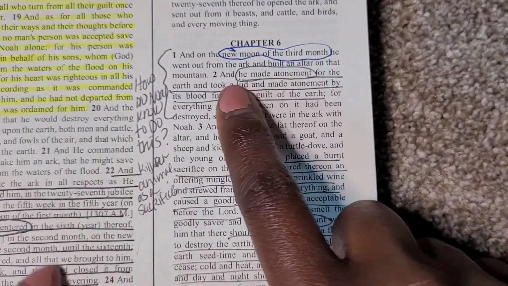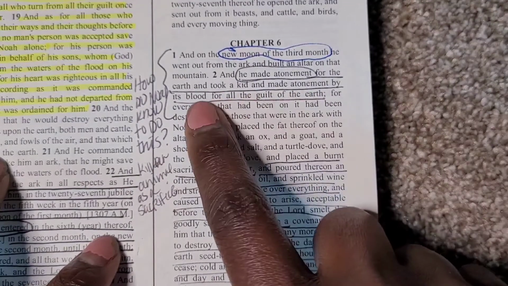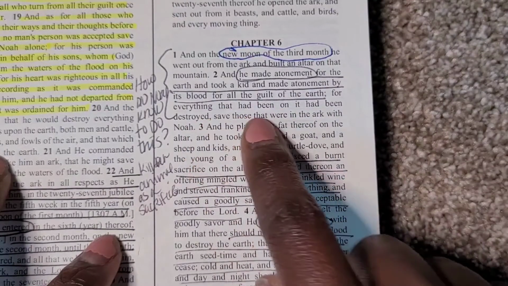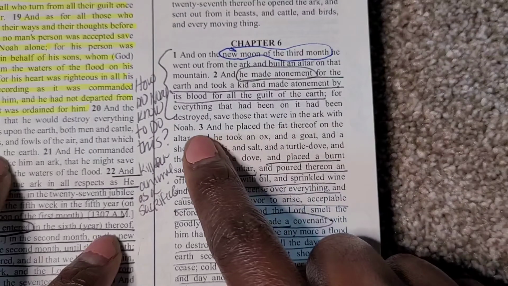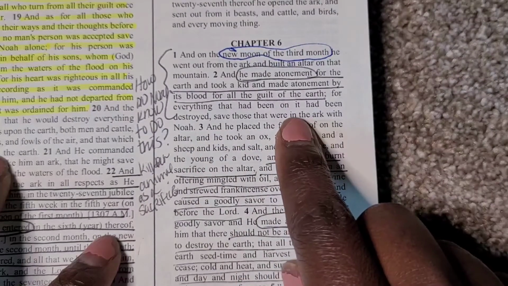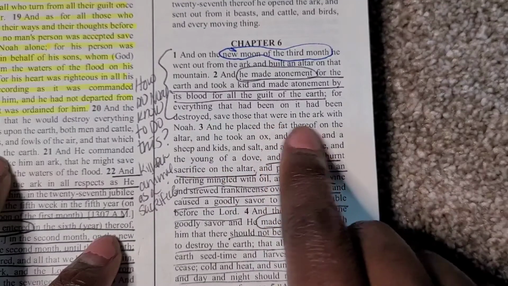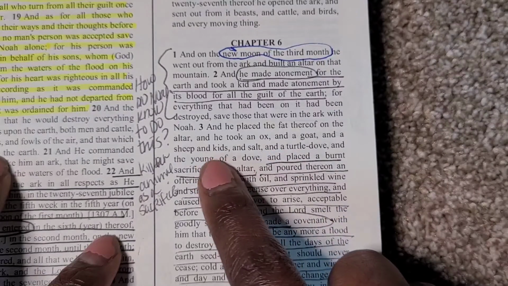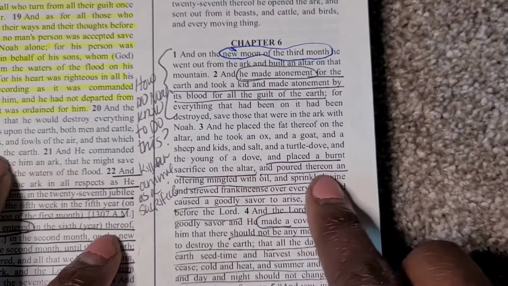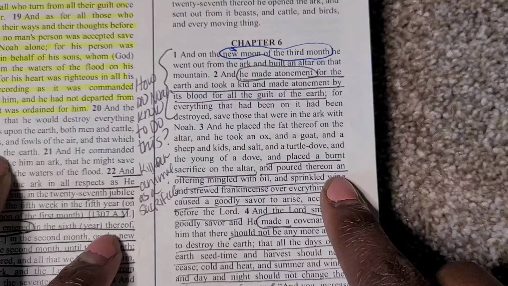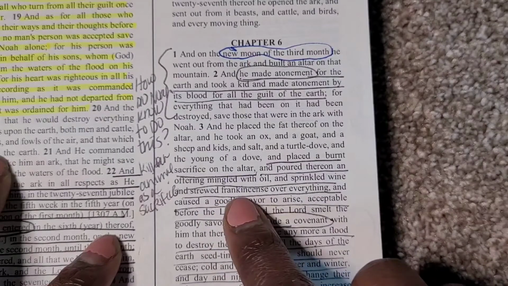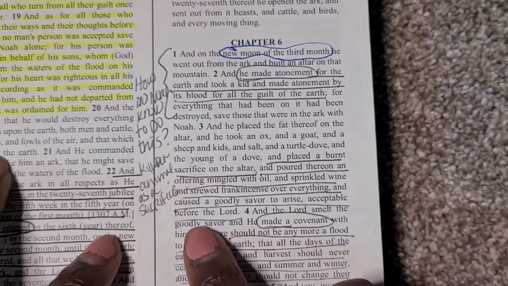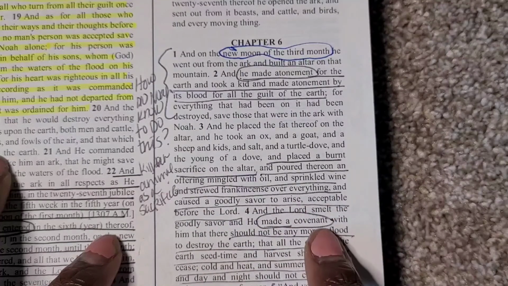He went out from the ark and built an altar on that mountain, and he made atonement for the earth and took a kid and made atonement by its blood for all the guilt of the earth, for everything on it that had been destroyed, save those that were in the ark with Noah, right? And he placed the fat thereof on the altar, and he took an ox and a goat and a sheep and the kids and salt and a turtle dove and the young of a dove, and placed a burnt sacrifice on the altar, and poured thereon an offering mingled with oil and sprinkled wine, and strewed frankincense over everything, and caused a goodly savor to arise, acceptable before the Lord. And the Lord smelt the goodly savor, and he made a covenant with him.